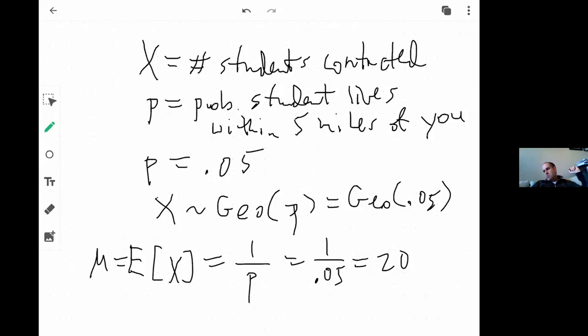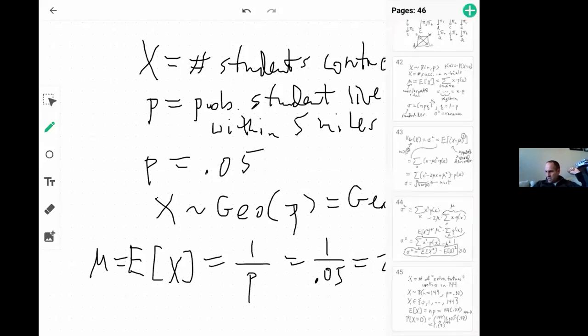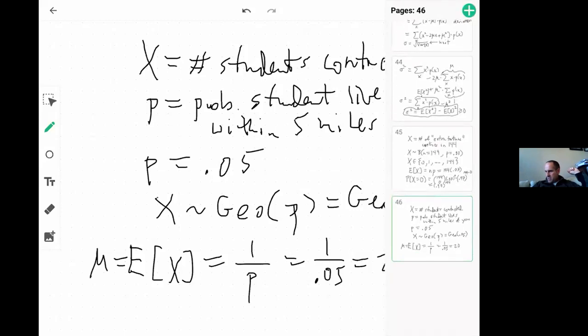Okay, and there was one more question that we had, and that was, what is the probability that I have to contact at least 4 students? And that's the probability that X is greater than or equal to 4. Well, remember, let's use P and Q here. I know that P is 0.05 and Q is 0.95, but let's use P and Q just for convenience.